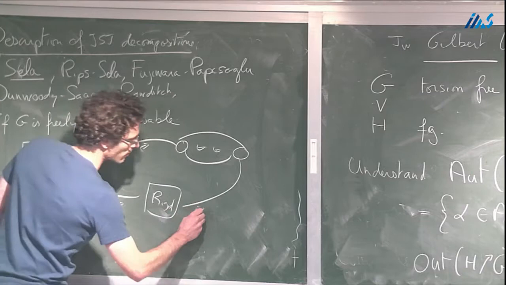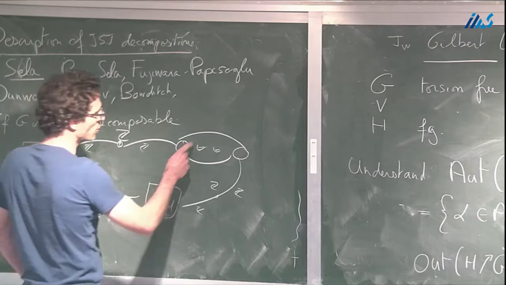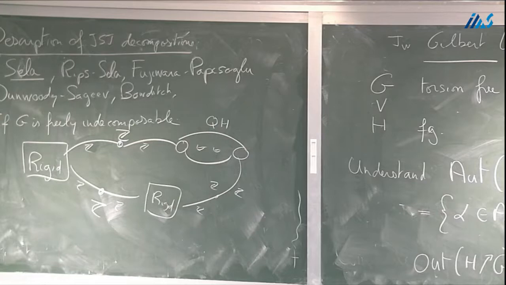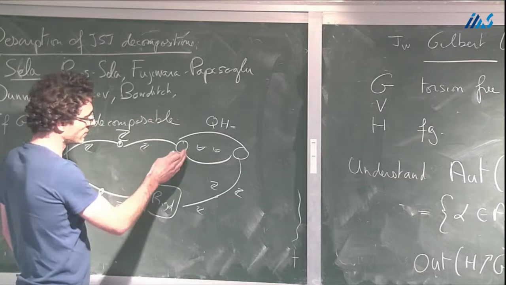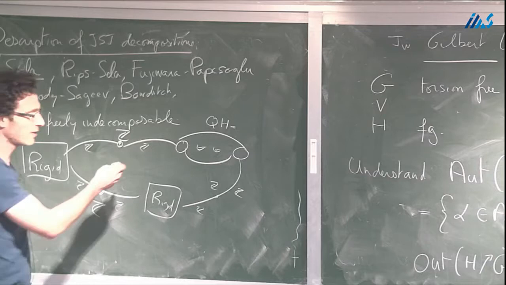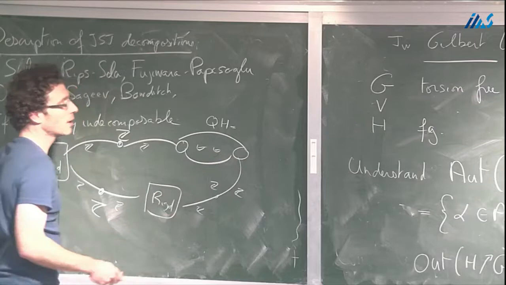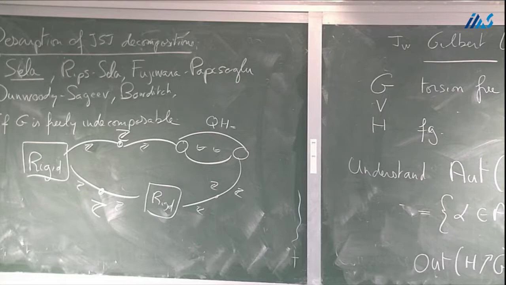Then there are surface groups that occur. They are the important part. They are called QH, for quadratically hanging. I draw a surface group, but in fact this is a surface group with boundary, so it's nothing else than a free group. But the important point is how it's attached to the rest. It should be attached to the rest through the boundary components. That's the meaning of QH.